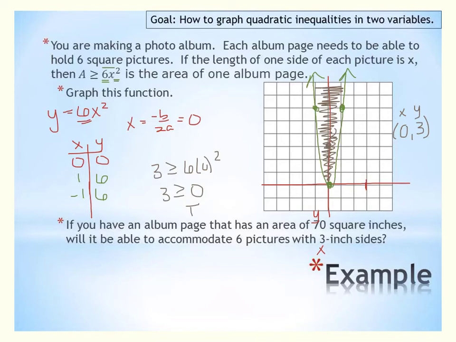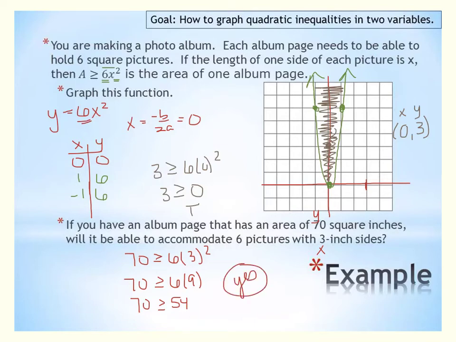So you really just need to check it in your equation if you didn't make your parabola big enough. So we're going to do 3 squared. So this is 6 times 9. 70 greater than or equal to 54. That works. So will you be able to accommodate them? Yes.